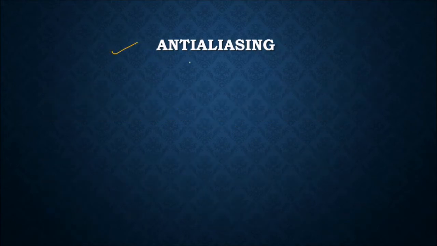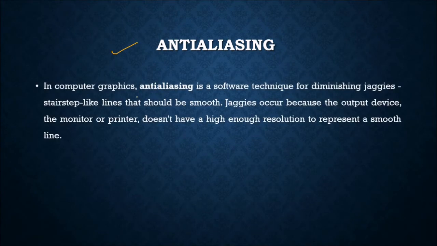Now we come to anti-aliasing. We have just seen aliasing, now we see anti-aliasing. If the question comes to you, what is anti-aliasing? In computer graphics, anti-aliasing is a software technique for diminishing these jaggies, or stair-step like lines that should be smooth.